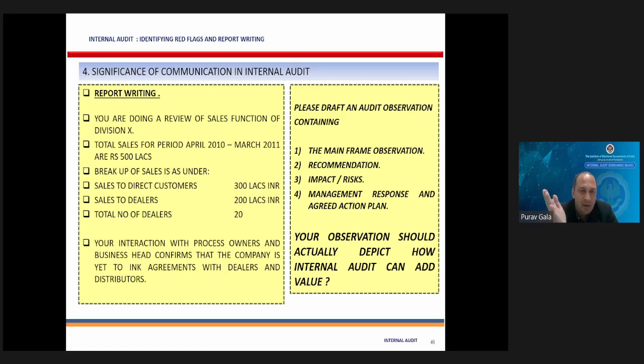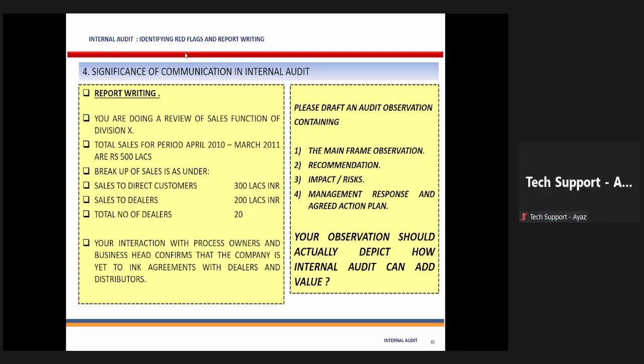If I ask you, read the left side and make a mainframe observation, a recommendation, impact and risks, and management response and agreed action plan. I'll give you 5 minutes. You can put it in your chat box, all the 4 points. Is that fine, Meera? I have one response from Anil sir, who states capturing the root cause for the issue in the report is also important. Absolutely. Please put the root cause also. Okay, set the timer, 5 minutes. Just give me a minute.